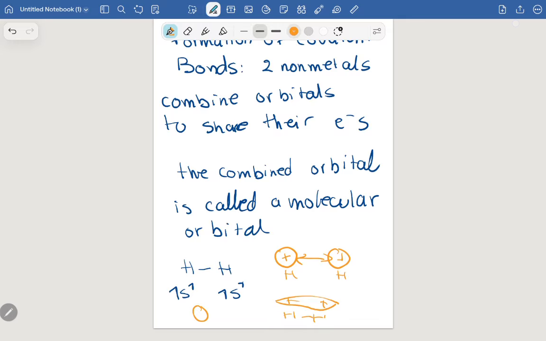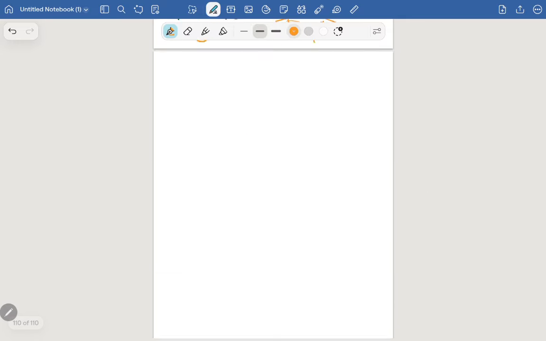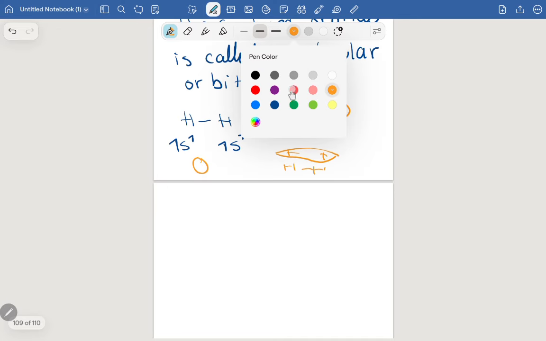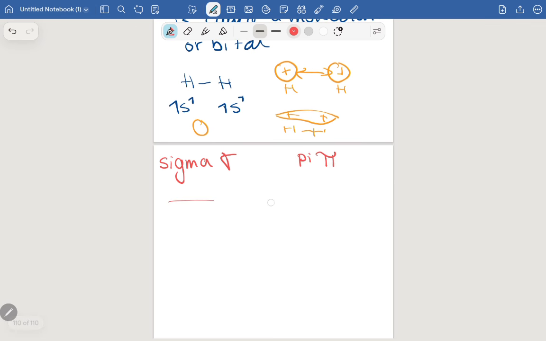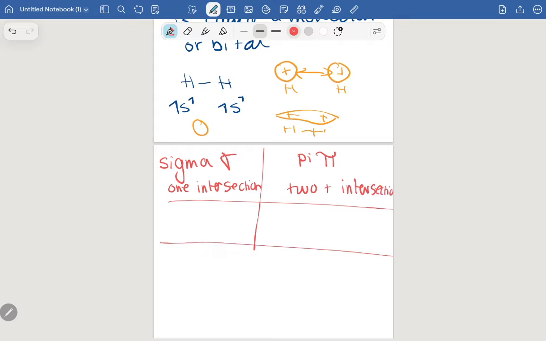Now we have two different types of molecular orbital. They are the sigma orbital, which looks like this, and the pi orbital, which looks like this. The only specific difference between sigma and pi is that sigma has only one intersection and pi has two or more intersections. Sigma is stronger and less reactive than the pi bonds. That means the pi is weaker and more reactive than the sigma bonds.